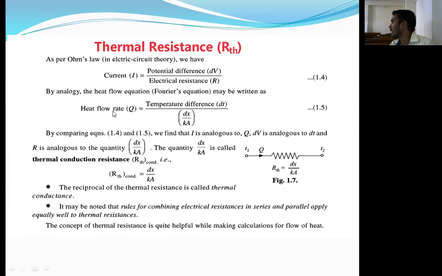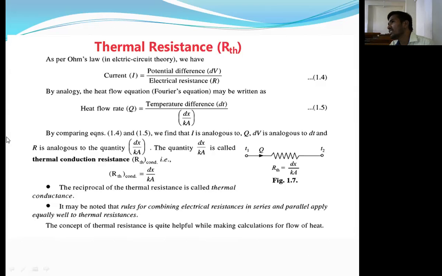So what is our equation? Q is equal to K into dT by dx. So we have to write that equation in the manner of Q is equal to temperature difference divided by dx by K. This K which was in the numerator, we have taken at the denominator, so our equation is the same.